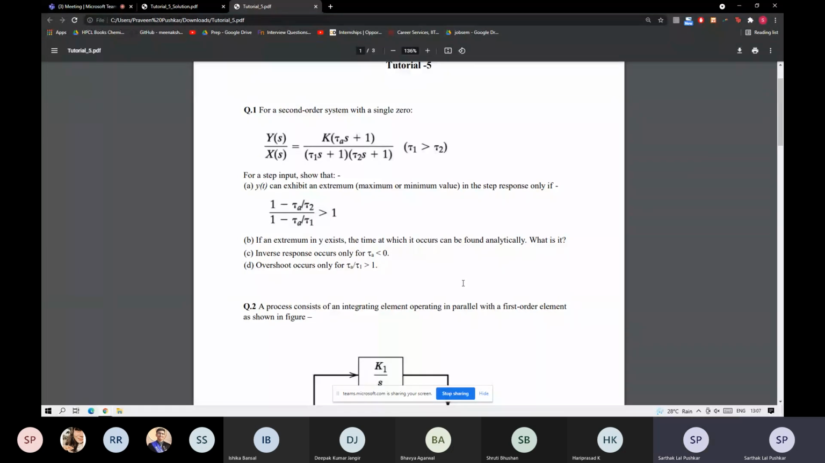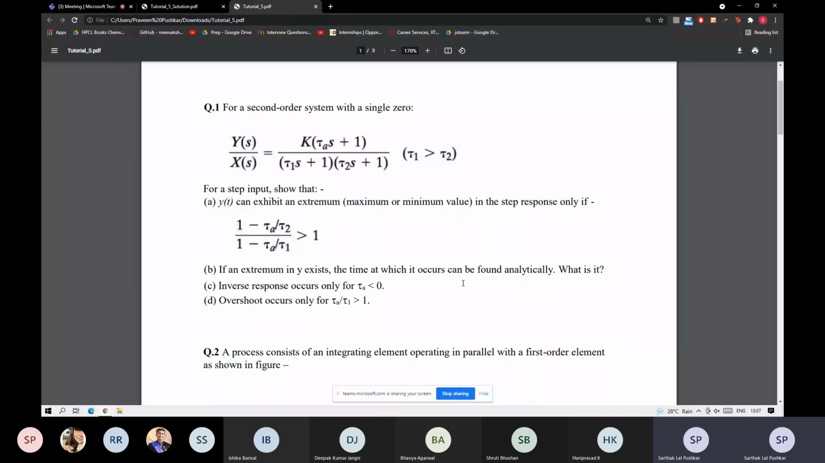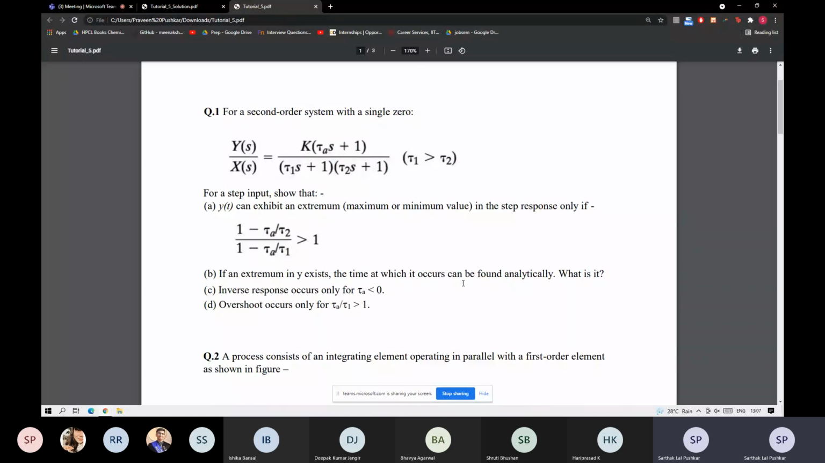This is a second order system, and it has a single zero, and we know that tau 1 is greater than tau 2, and you have to prove these four things. This is for a step input. So we know that x of s is something like a constant by s. So you can start by performing a Laplace transformation on this, and then try to do these four questions.